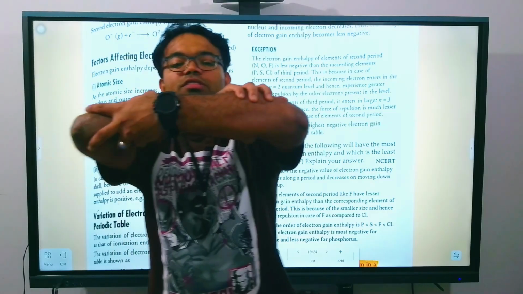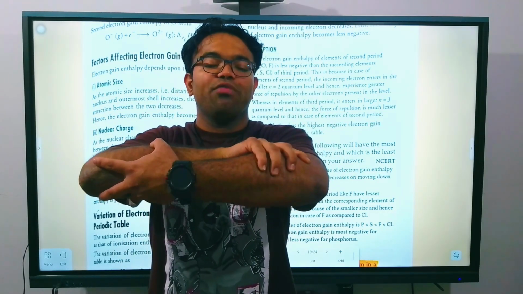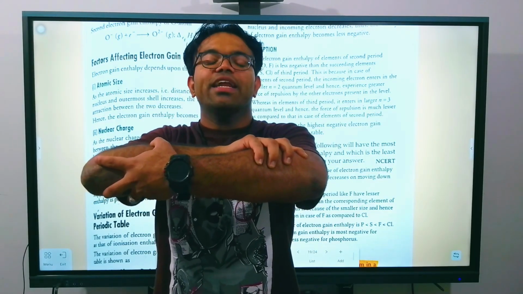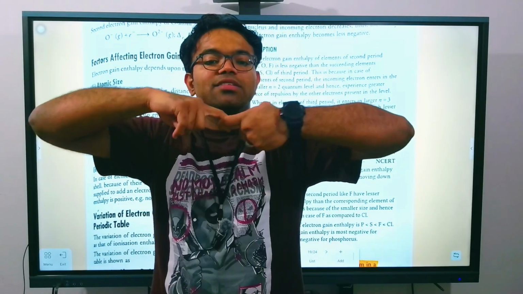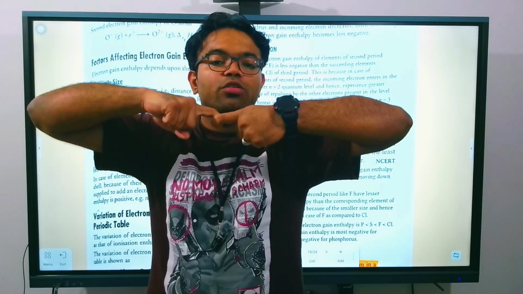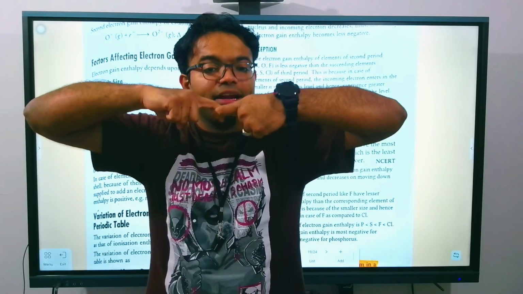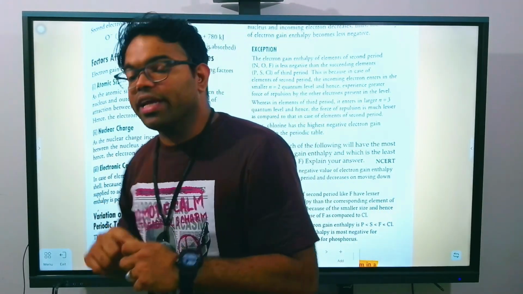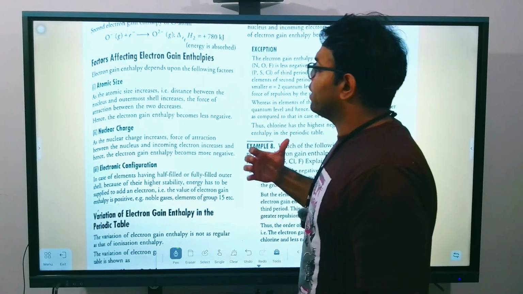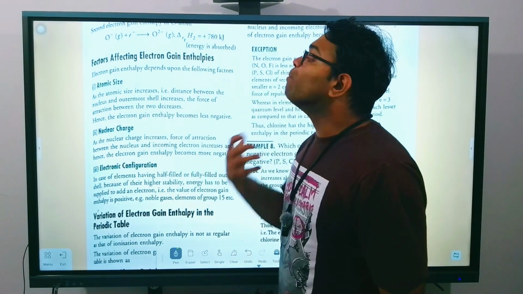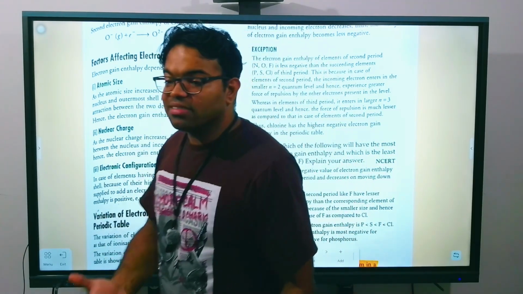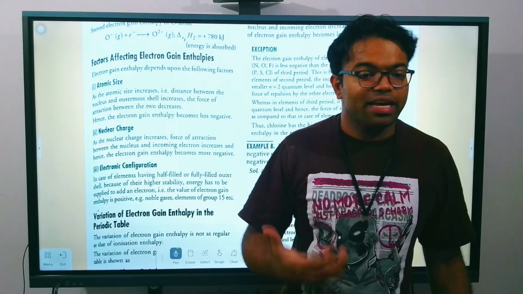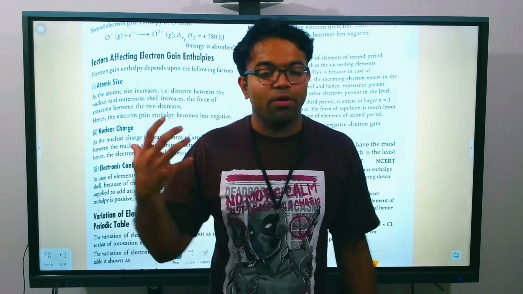So for example, just imagine this. This is how the nucleus is holding on to an outermost electron in a smaller atom. This is how the nucleus is holding on to the outermost electron in a bigger atom, by just these two fingers. So basically this is not enough. Therefore, the electron gain enthalpy becomes less negative, more positive. Okay, it becomes less negative or more positive as the size of the atom increases. Is this correct? Is this understood, Drupad? Can you understand this?